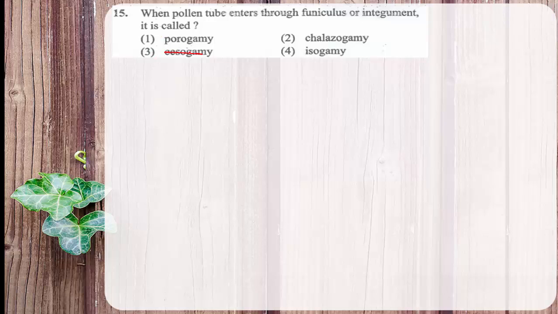The third option in the given question is mesogamy. The term is mesogamy. That M is missed. What is the process called? See, when pollen tube enters through the funiculus or integument, what happens?